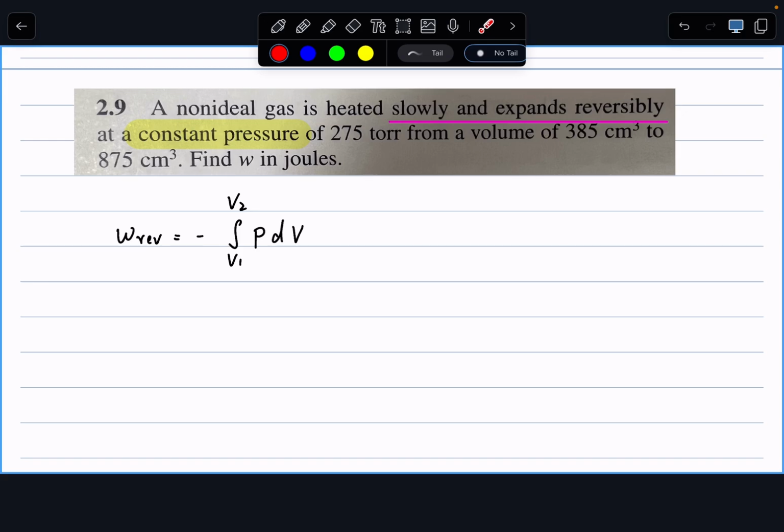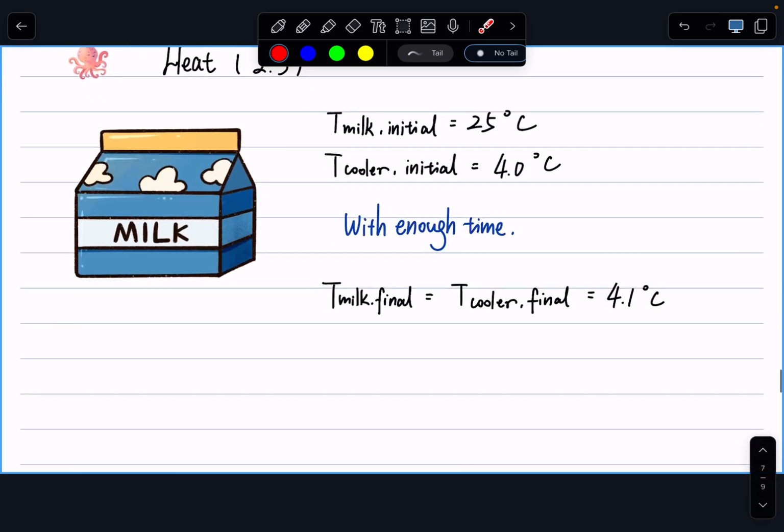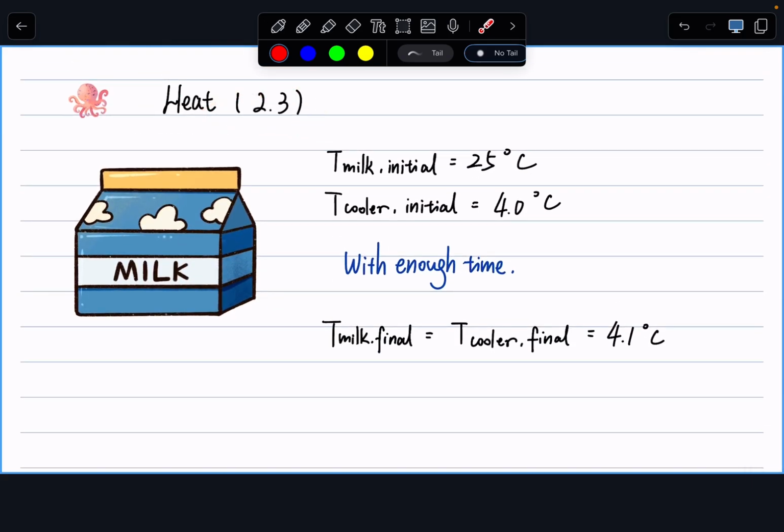Before we talk about the first law of thermodynamics, we have a second path integral we want to define. That moves on to our section 2.3. This is another path integral, which is heat. This is the example we saw in our first lecture, right? We're talking about a box of milk starting at room temperature and put into the refrigerator. With enough time, your milk temperature will equal the temperature in your refrigerator, which is about 4.1 degrees Celsius. So in this process, let's think about what is happening.